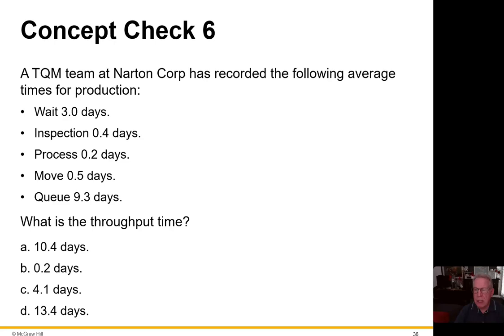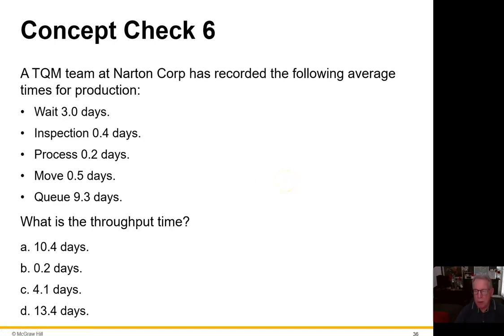Here, a TQM team at Narton Corporation has recorded the following average time for production. We wait 3.0 days. Our inspection is 0.4 days. Our processing time is only 0.2 days. Our moving time is 0.5 days. The queue time is 9.3 days. What is the throughput time?